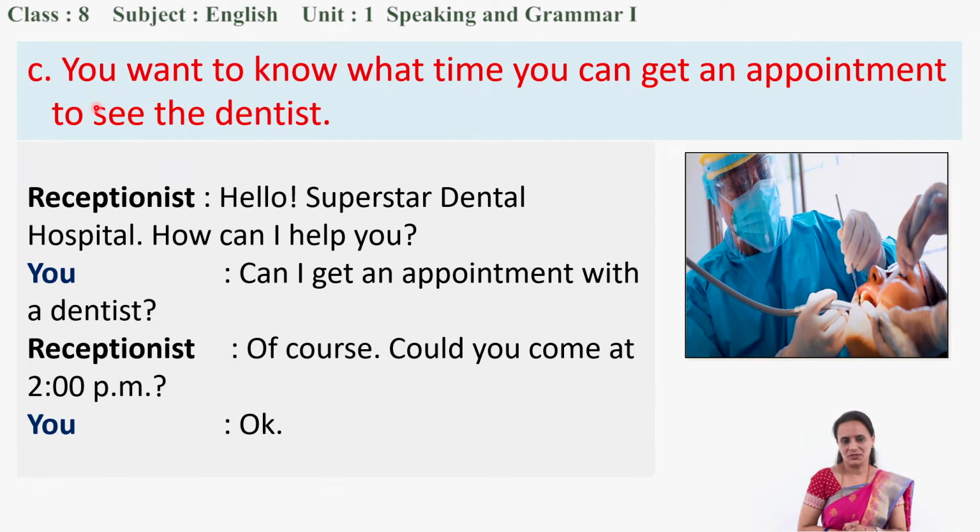Now, receptionist: Hello, Superstar Dental Hospital. How can I help you? Receptionist tells you. And you tell, can I get an appointment with a dentist? Now notice this. Can I get an appointment with a dentist? You are requesting the receptionist to get an appointment with a dentist. Okay, you are requesting here. Receptionist tells, of course. Could you come at 2 p.m.? Receptionist requests you. Could you come at 2 p.m.? Okay. Now, my dear students, after this, let's see another situation also.